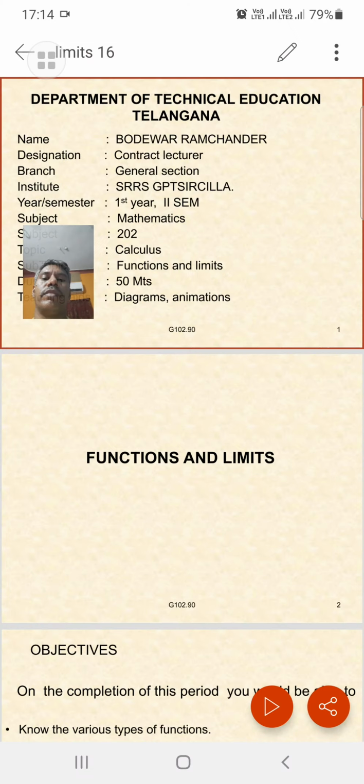So let us recall once again. The chapter name is Functions and Limits. Here we discuss various types of functions, different types of variables, definition of limit value of the function.